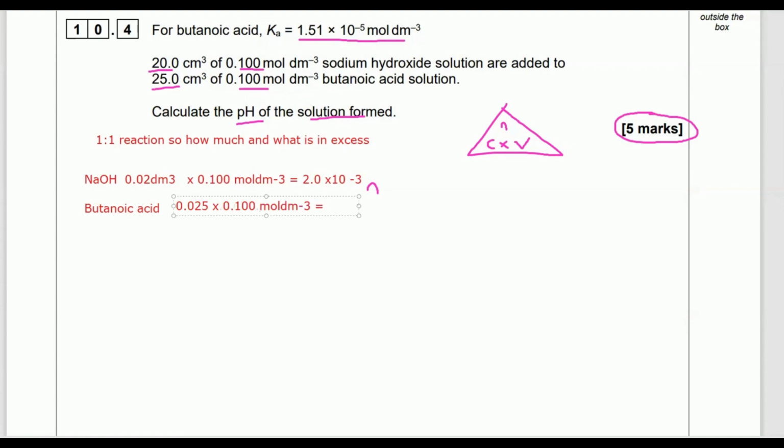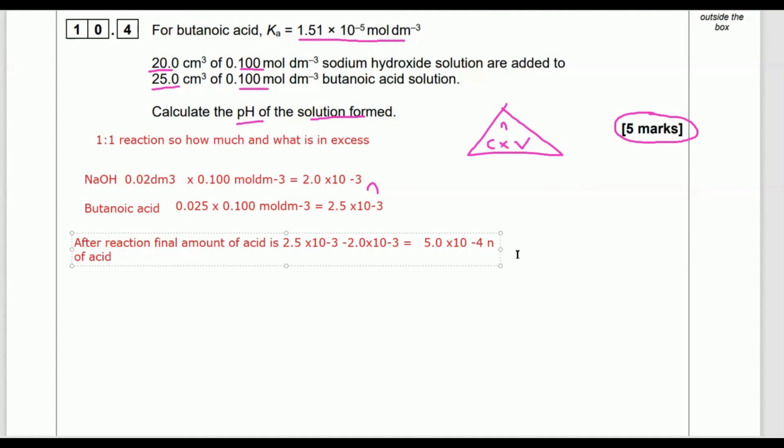Now, for butanoic acid, we've got 0.025 for the volume in decimeters cubed, times 0.1, which is going to give us 2.5 times 10 to the minus 3, and that is the moles of the carboxylic acid. Now, when the acid and alkali neutralize together, we're going to have an excess of one of them because, it's a 1-to-1 ratio, but the amounts we have are not 1-to-1. So we're going to take the bigger amount, which is the acid, 2.5 times 10 to the minus 3. We're going to subtract 2 times 10 to the minus 3 for the sodium hydroxide. We're going to be left with 5 times 10 to the minus 4 moles of acid left over.